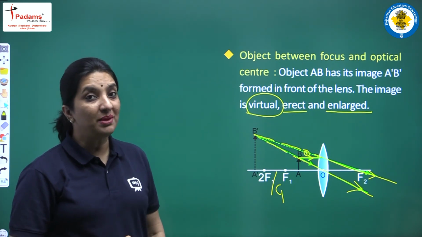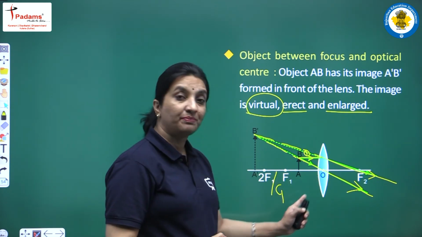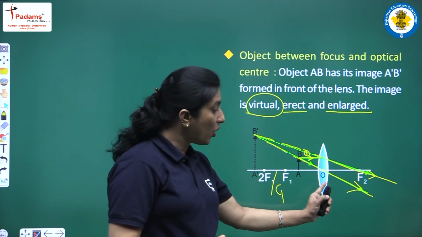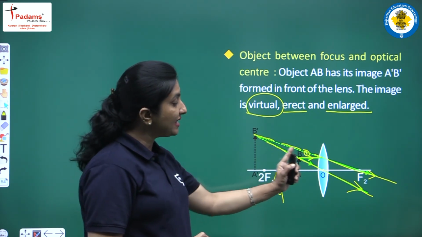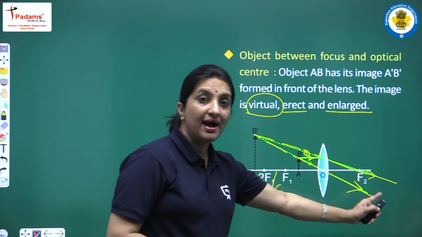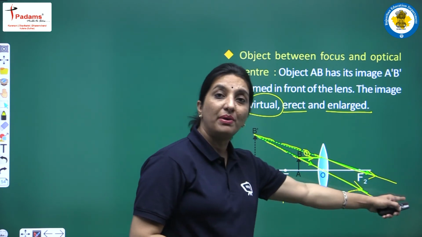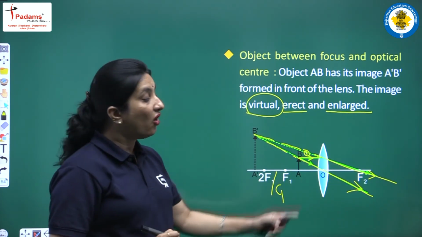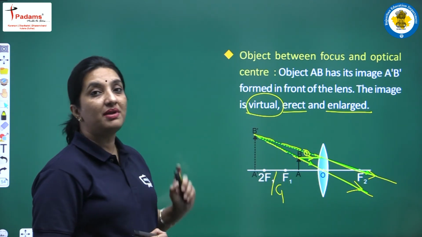and here we can see that the image is enlarged. तो यहाँ पर हमने क्या देखा स्टूडेंट्स, यहाँ पर हमने देखा कि अगर ऑब्जेक्ट की पोजीशन फर्स्ट प्रिंसिपल फोकस और ऑप्टिकल सेंटर के बीच में हो, तो उस केस के अंदर इमेज जो है वो लेंस के बिहाइंड नहीं बन रही है, क्योंकि रिफ्रैक्टेड रेज जो हैं वो वहां पर मीट नहीं कर रही हैं, और रिफ्रैक्टेड रेज कहां पर मीट कर रही हैं, वो लेंस के फ्रंट में ही मीट कर रही हैं.